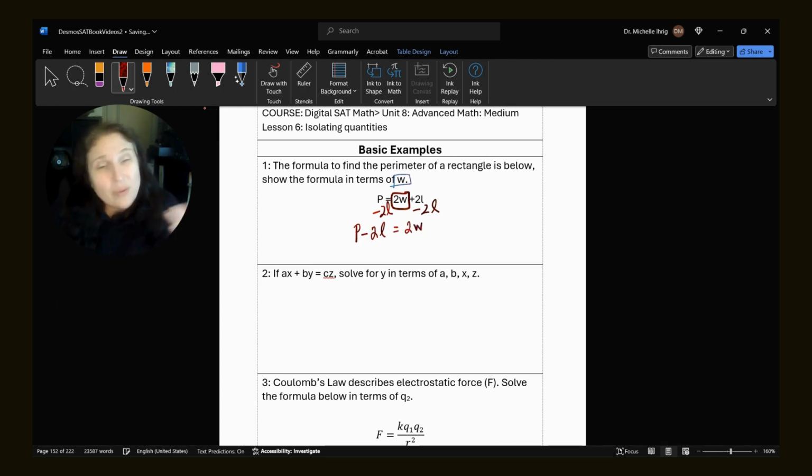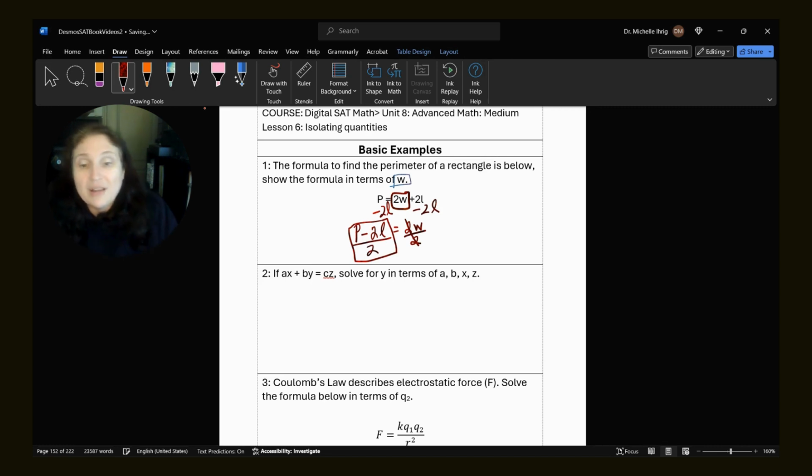And now that there's no other operations except the coefficient 2, like the multiplying, all we need to do is divide both sides by 2. These cancel. And we don't cancel on this side because there's no 2 in front of the perimeter. And that's our answer, just like that. Let's look at the next one.